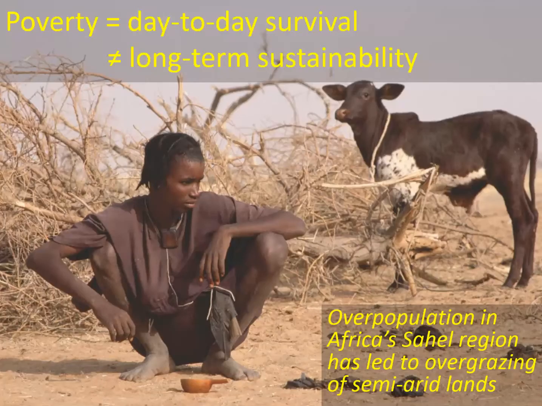And we'll talk a little bit and do a little exercise in class about the effects of that on the environment. So one thing to point out is poverty generally means day-to-day survival, and you're not thinking about long-term sustainability. Overpopulation in Africa's Sahel region has led to overgrazing of semi-arid lands. You're going to graze as much as you need to be able to survive, even if there's the possibility of overgrazing the land to the point that the good soil gets eroded away.